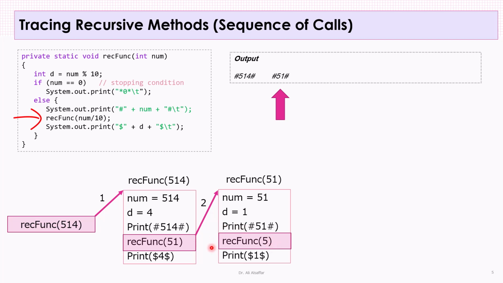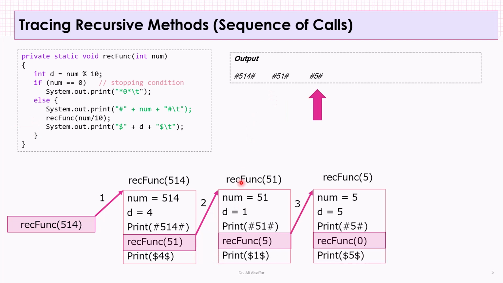But again, notice after calling the method, there is a print $1, $1 because the value of D is 1. This print is also suspended. So it is paused for the moment. So when we return back from the call of the method, it is going to be executed. So let us see what happens when we call the method again with input 5.